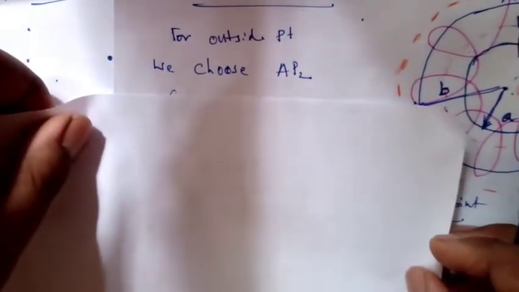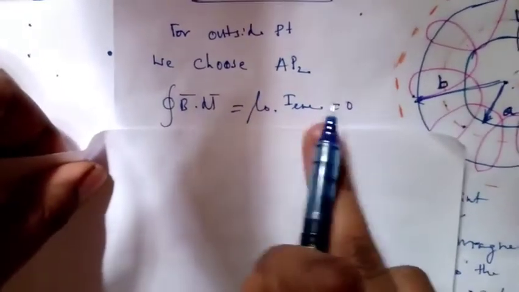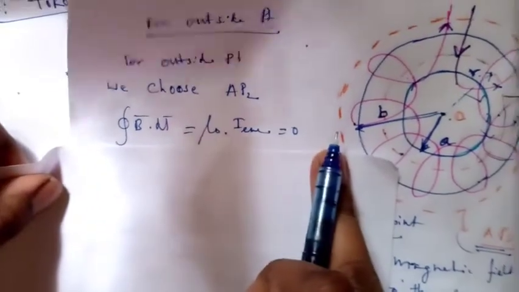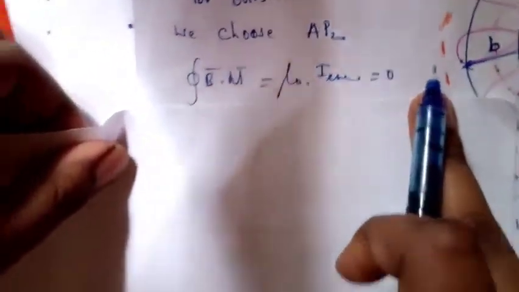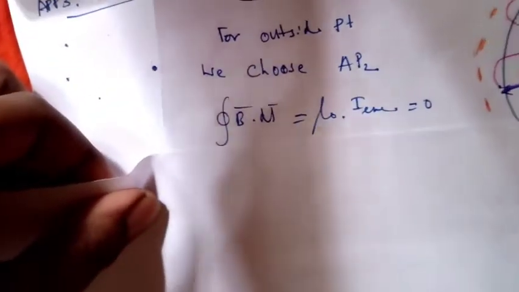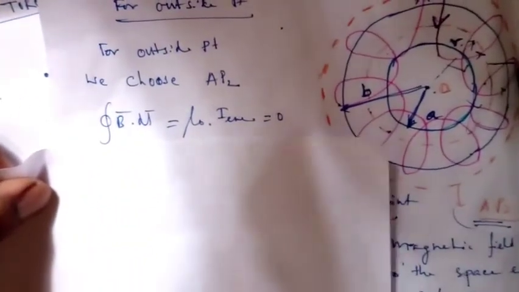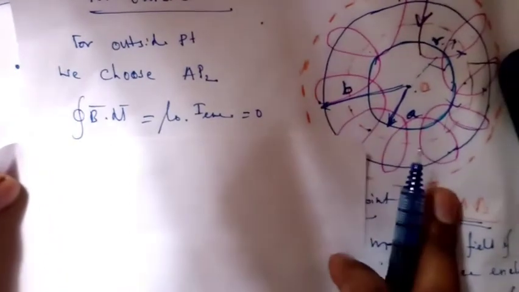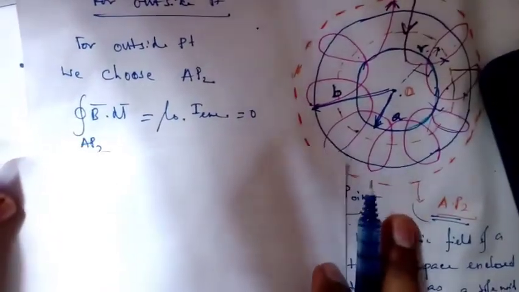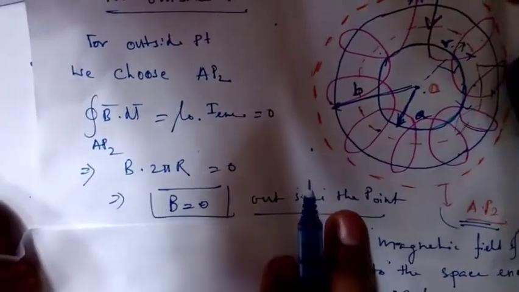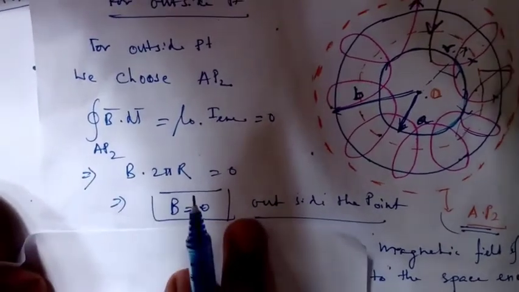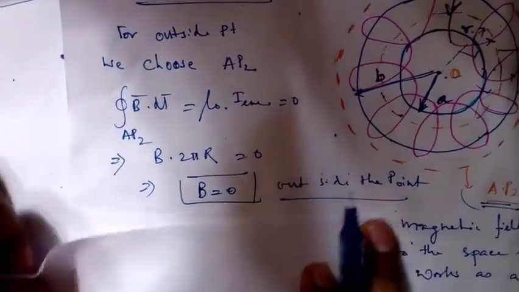Apply Ampere's circuital law for this part. Closed integral B dot dl equal to mu 0 times I enclosed equal to 0. That is, total current enclosed by the amperian path AP2 is 0, because it is outside the toroid, there is no current enclosed in the amperian path. So B equal to 0 here. So magnetic field is 0 at the outside point of a toroid.